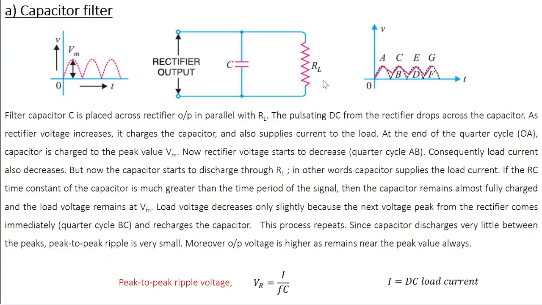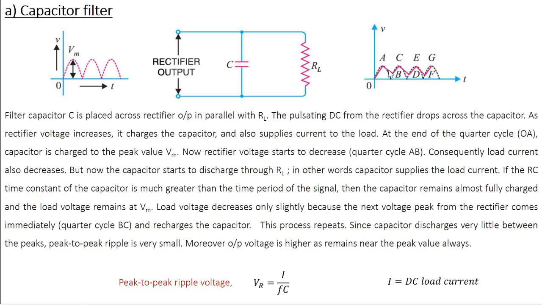So the key point here, you need to keep the RC constant very high. If you compare the input and output, you can see that even though there is some amount of ripple in the output compared to the input, it is very less. So you are making your DC output much cleaner by using a capacitor filter. Since the capacitor discharges very little between the peaks, the peak-to-peak ripple is very small.